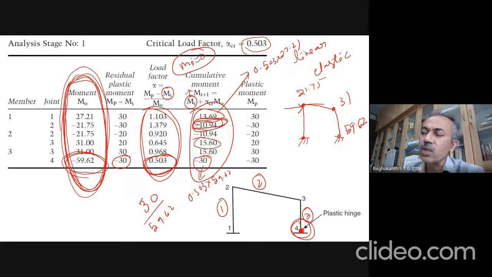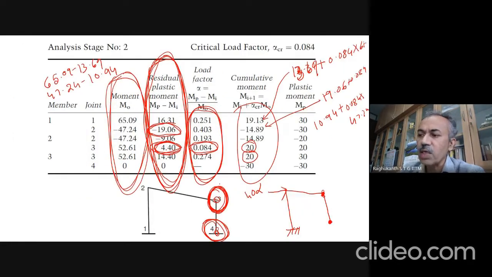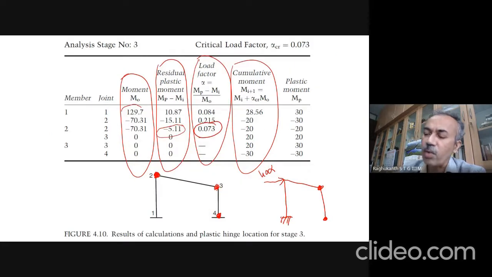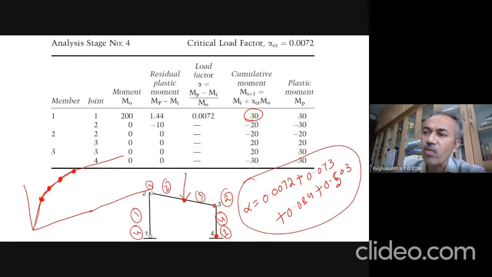Now once again you do this linear elastic analysis, find out the residual moments, and find out where the next hinge will get formed. Like at 3 the hinge will get formed. So now you do the same problem, assuming these two as hinges and this is fixed, subjected to this load. Calculate once again the bending moments, and find out where the plastic hinge gets formed. The next hinge gets formed here, and then the next hinge will get formed here.